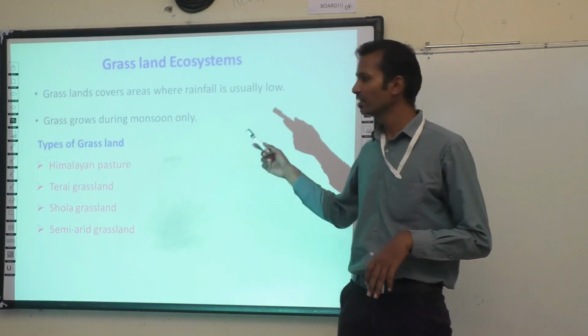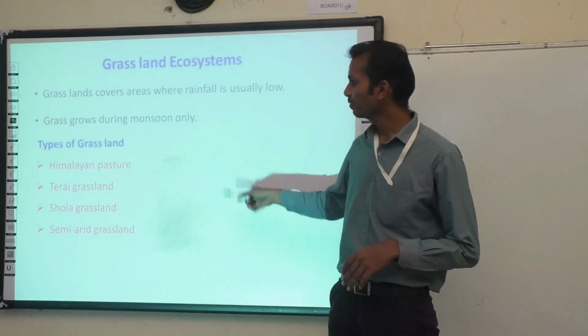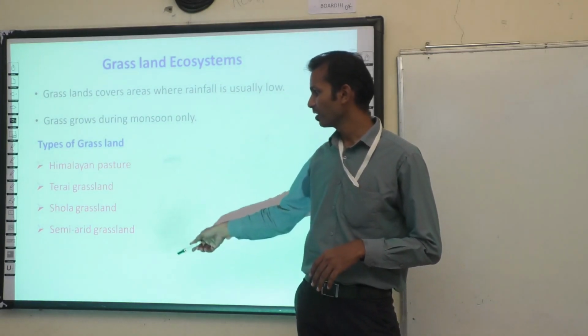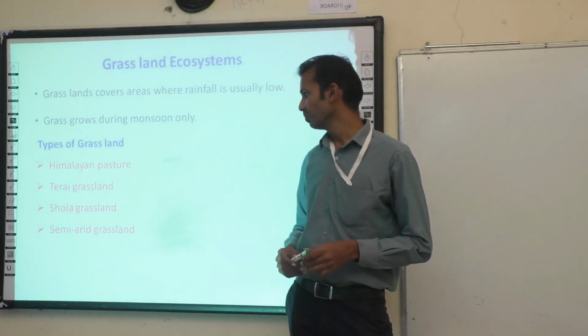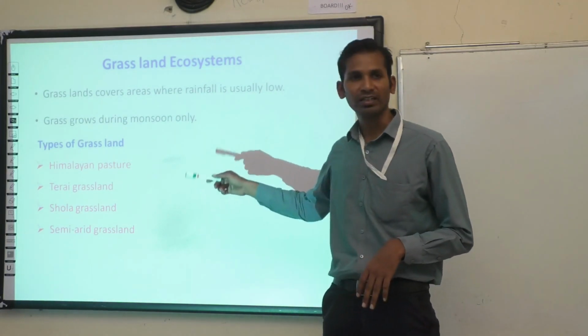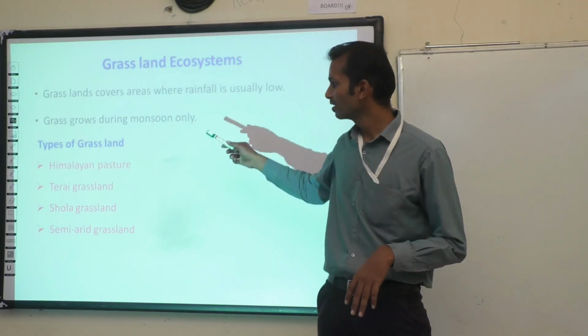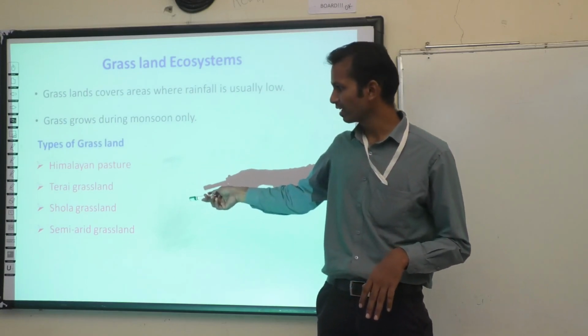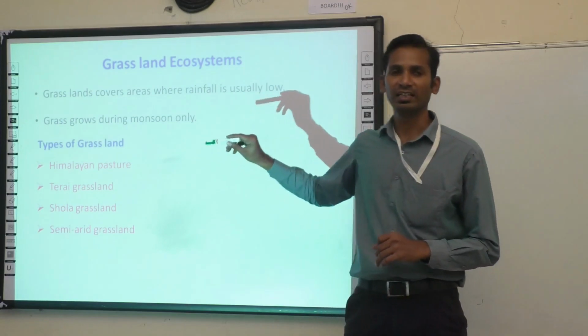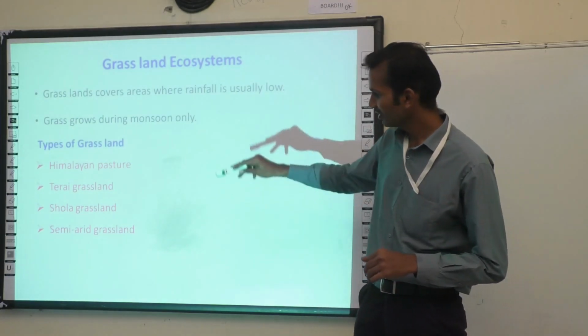This grassland ecosystem again has four major types: Himalayan pasture, arid grassland, shola grassland, and semi-arid grassland. Based on rainfall, humidity, and altitude, they are named Himalayan pasture, arid grassland, shola grassland, and semi-arid. So it is in India that we find these kinds of grassland.